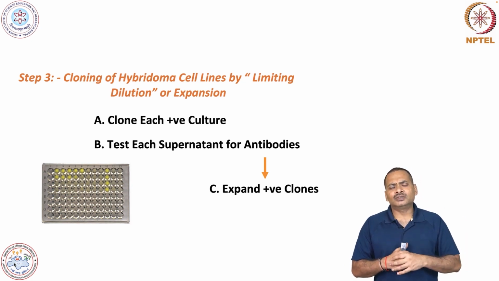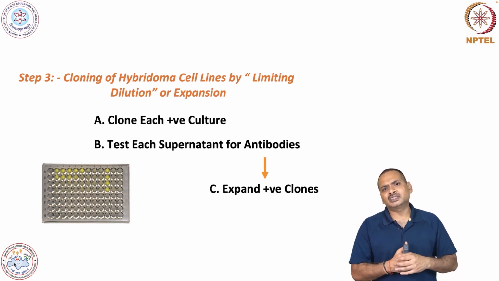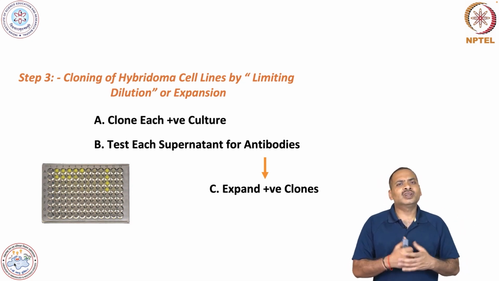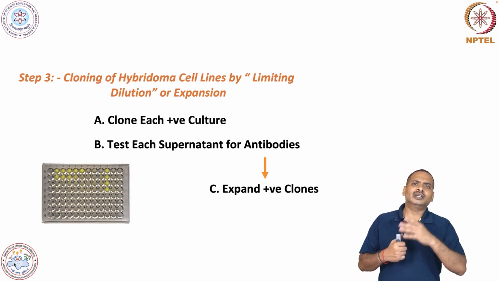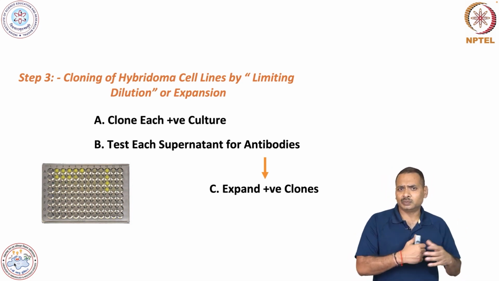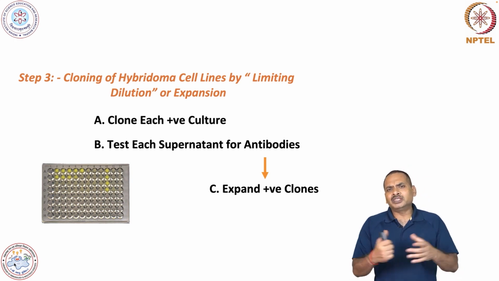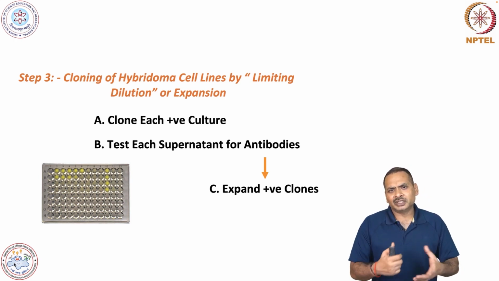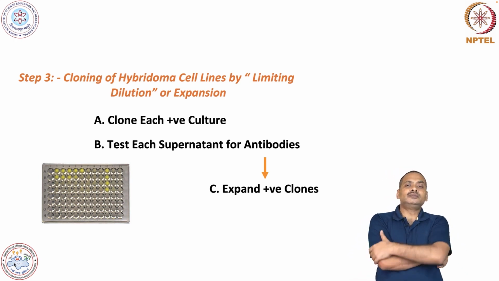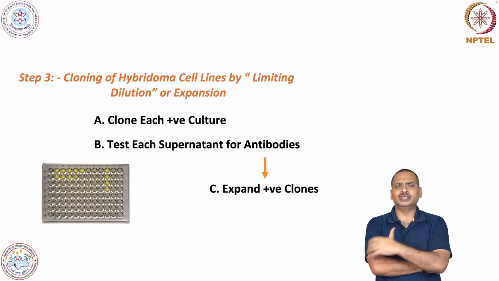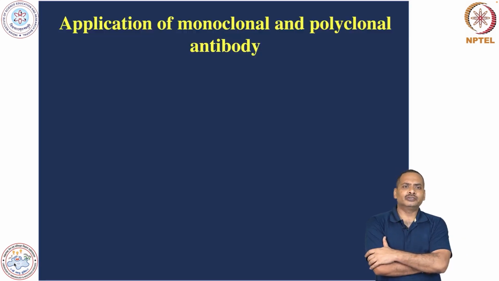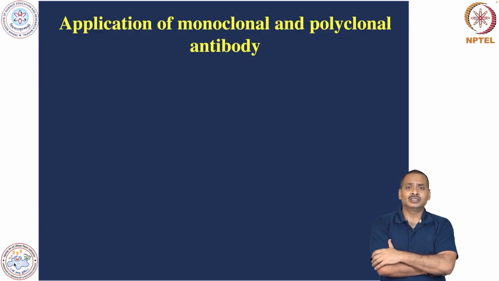The correct method is to expand these cells in bigger flasks and so on, and then you can isolate the antibody. That is a better way. So this depends on your need, and you can make your antibody accordingly. Now I have discussed polyclonal antibody and monoclonal antibody. Now I would like to tell you the applications of these two very important things.